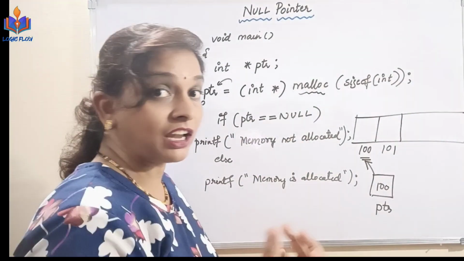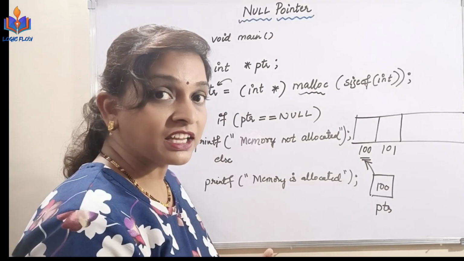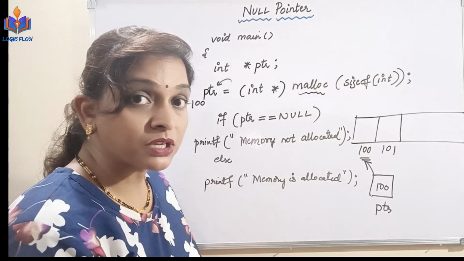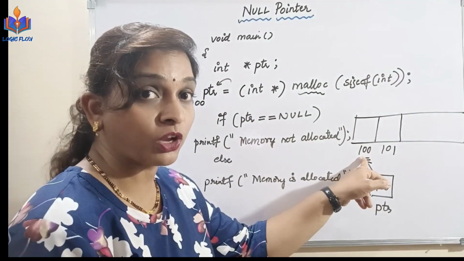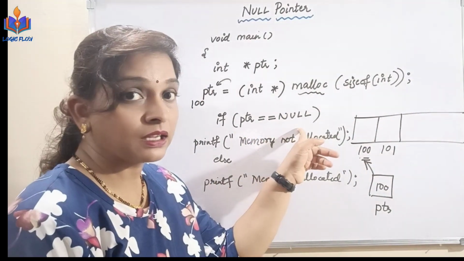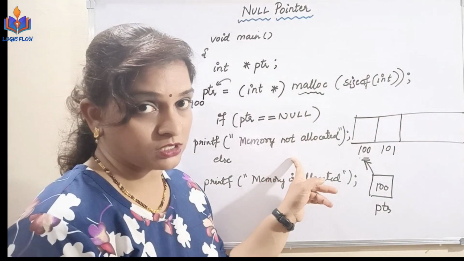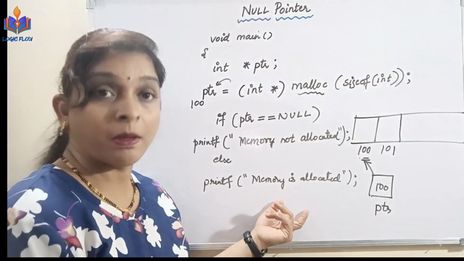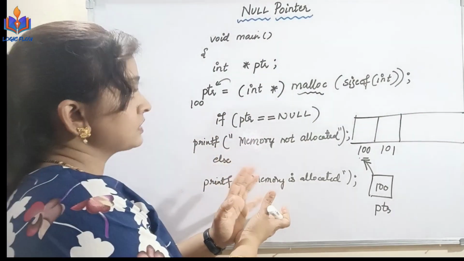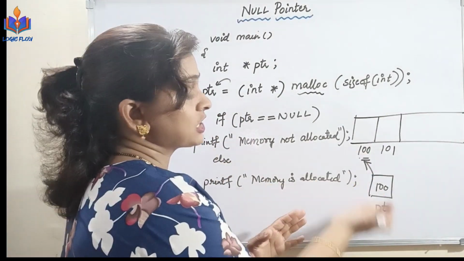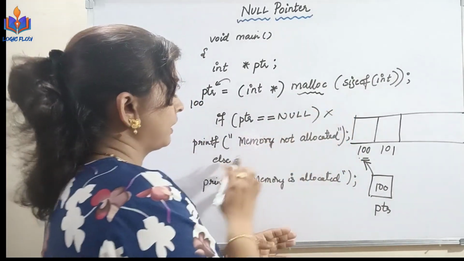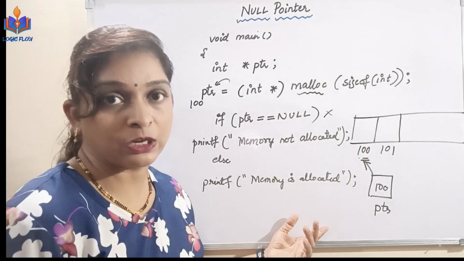NULL means what? NULL is a value. NULL indicates that it is not pointing to any location. Is PTR equals NULL? No. It is pointing to some location. I have got the memory. So if it is equal to NULL, then it says memory not allocated. If not, I say memory is allocated. So here, let us assume PTR is pointing to 100. Is PTR equals NULL? No. I'll come to else. I say memory is allocated.